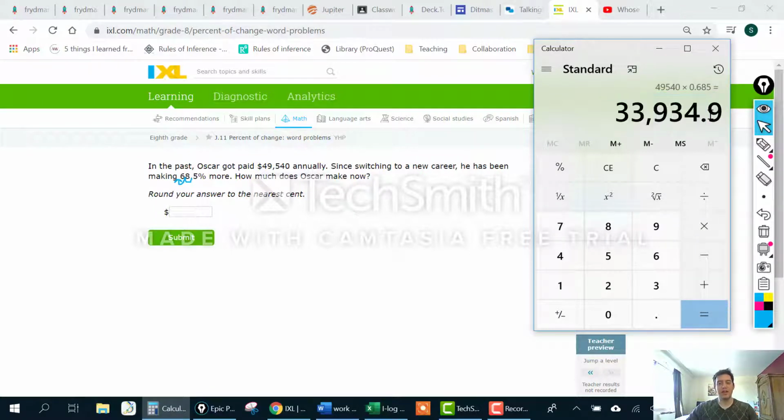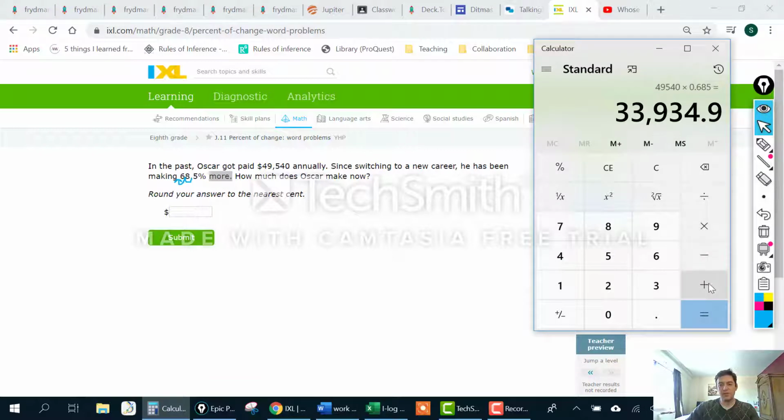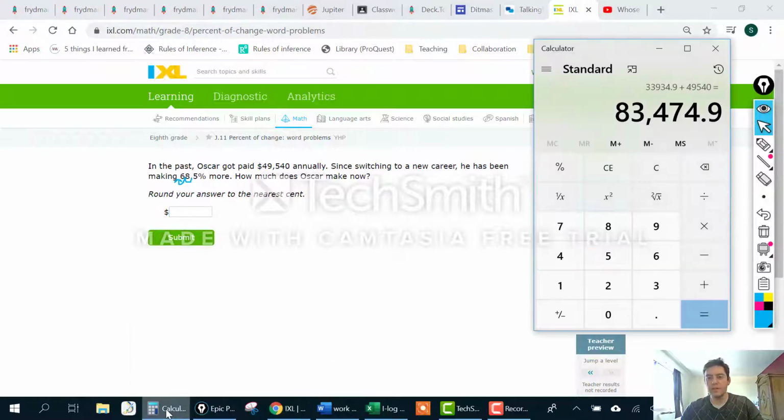Okay, so this number here represents how much more money Oscar is making every year. That's not his new salary. If that were his new salary, then he would actually be making less than what he made earlier. But he's making more money. So what we're going to do is we're going to take this number and we're going to add it to what he used to be making, and that is his new annual salary, $83,474. That's what it said, right?